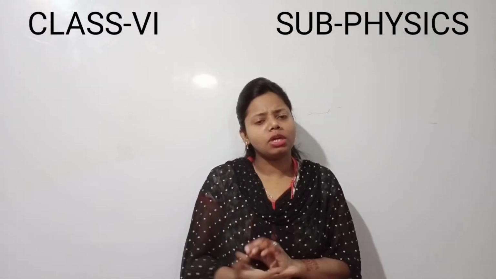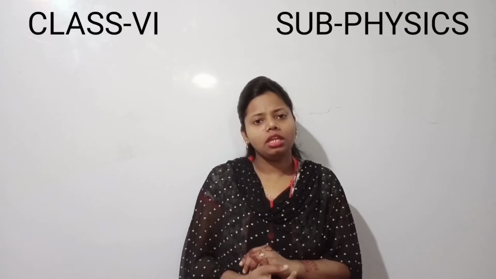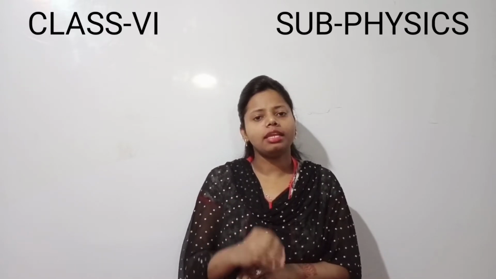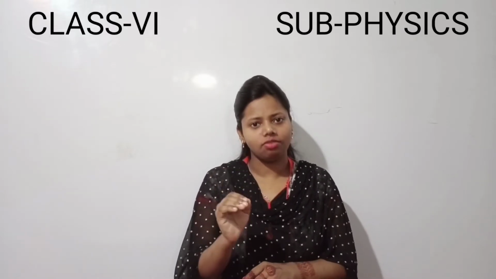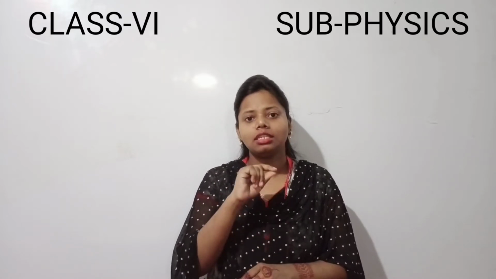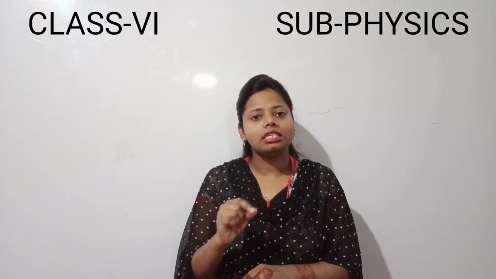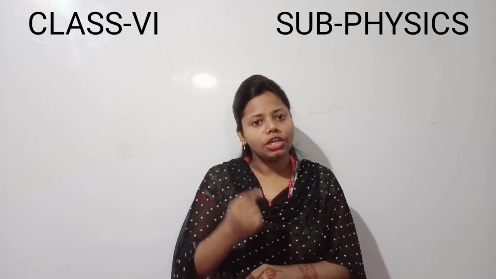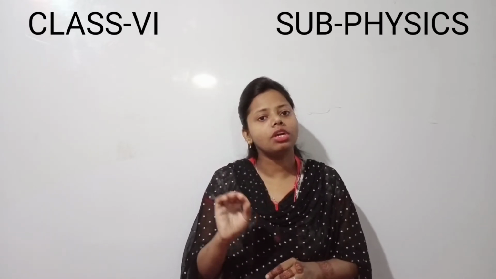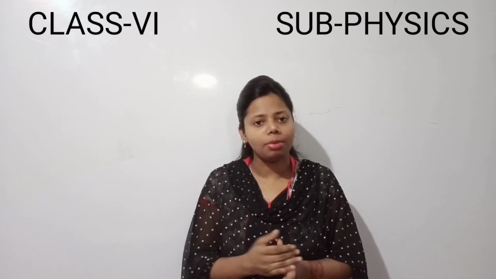Now how does this mercury look? It is silvery and shiny. It is silver in color and it is shiny. And mercury does not stick to the walls of the capillary tube.